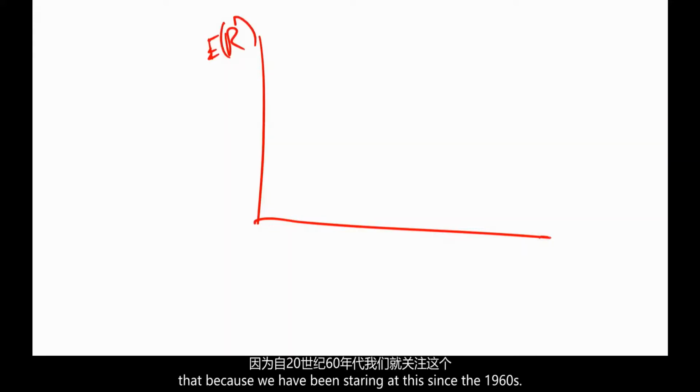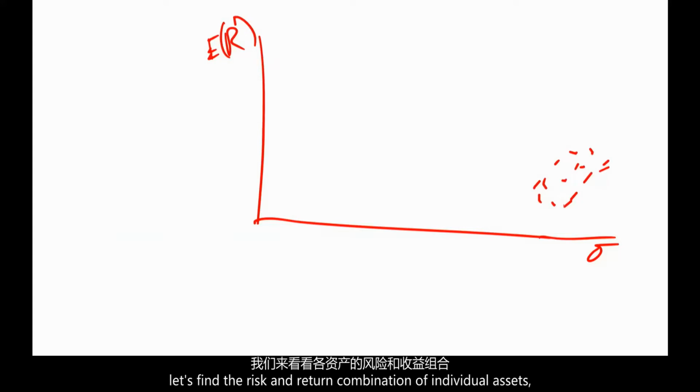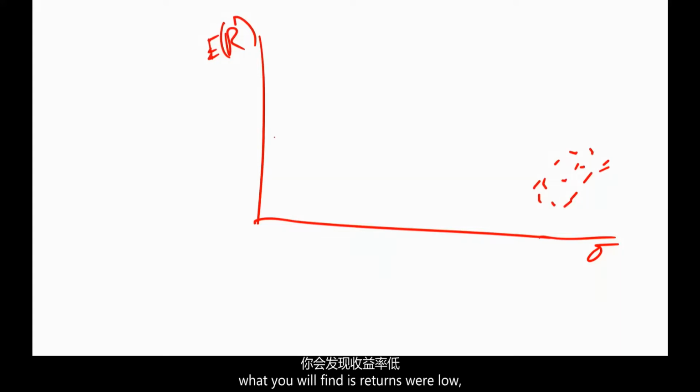That's because we've been staring at it since the 1960s. So if we're looking in the risk-return space, what he did, of course, analytically, that is with the math, and then verified it empirically. But if we had these individual assets, and we say, okay, let's find the risk-return combination of individual assets, what you'd find is the returns were low. Maybe I ought to get them a little higher here. As well, returns would be all over the map, but the risk would be really high, right?